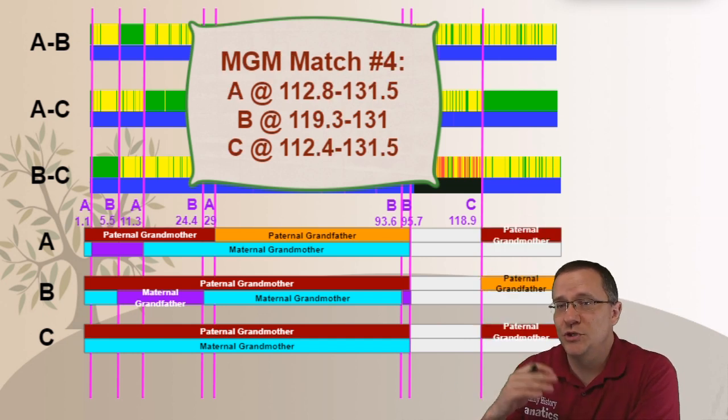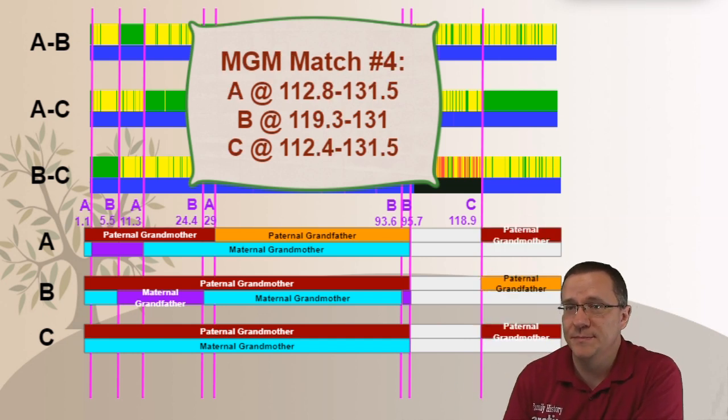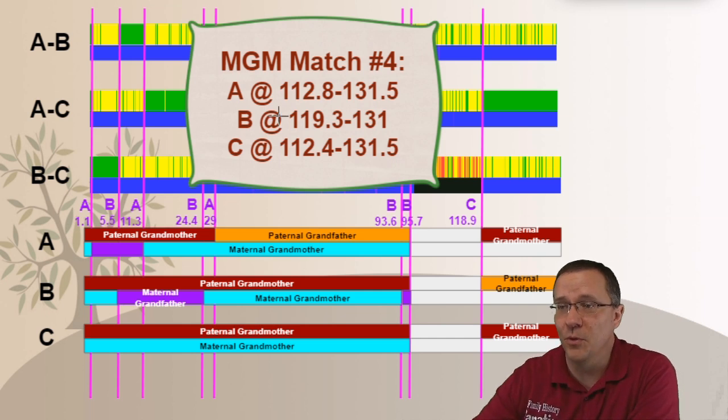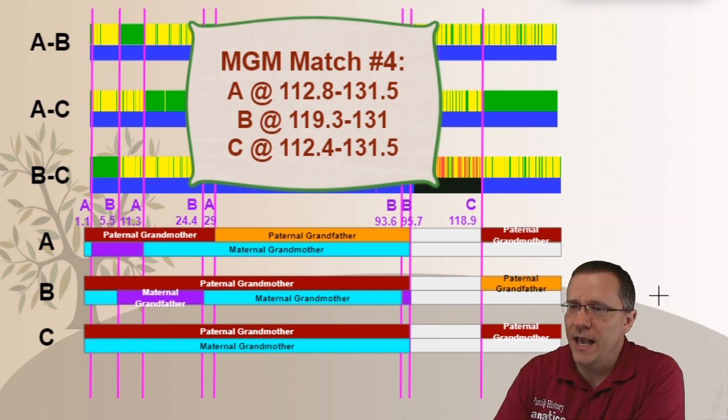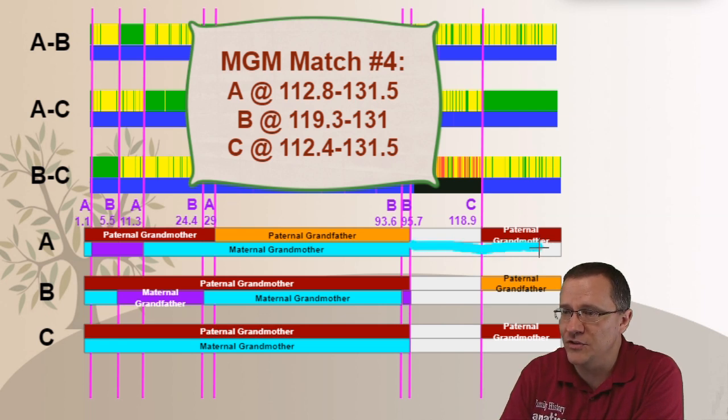So now let me go to the maternal grandmother. This is match number 4 from our example. And we have person A, our maternal grandmother, is teal. So we want to make sure we select teal. And maternal grandmother is from 112 to 131. So that actually spans both of these segments. So I want to color that.